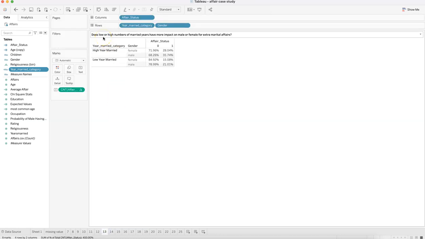So the next question is, does a low or high number of married years have more impact on male and female? Now we are introducing male and female as an additional dimension. So the same metric, we are adding male and female. And then we observe that with a high number of years, for both male and female, males are engaging more in extramarital affairs. Status is 1, so extramarital affair. Similarly, for low years of marriage, even in this case, males are engaging more in extramarital affairs. So that's what the answer is.